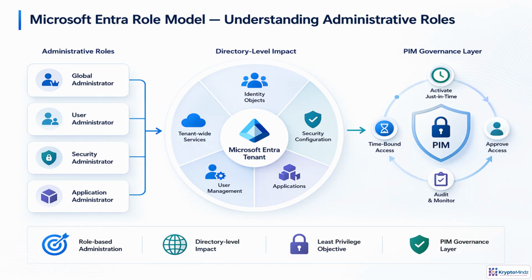Entra administration works like a chain of authority. A user is assigned a role. That role grants permissions, and those permissions allow specific administrative actions across the tenant. The key point is scope. A global administrator can affect almost everything, while roles like user administrator, security administrator, or application administrator are narrower and tied to specific responsibilities. That is why least privilege matters. You don't grant broad access just because someone needs one task. PIM adds governance on top, so access can be approved, time-bound, activated only when needed, and audited afterwards.